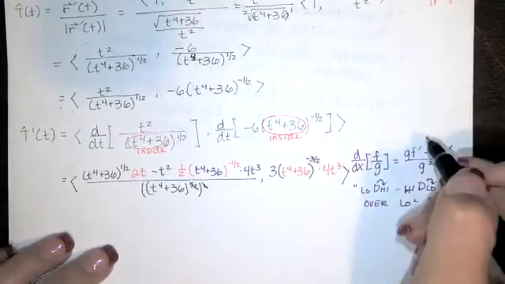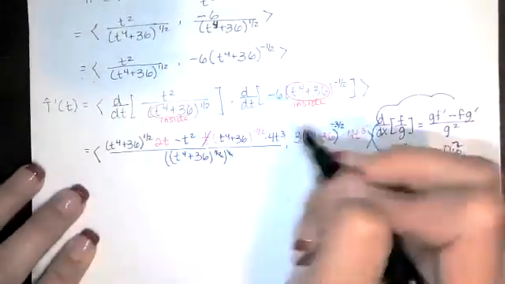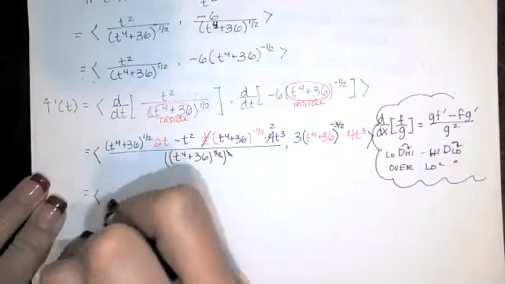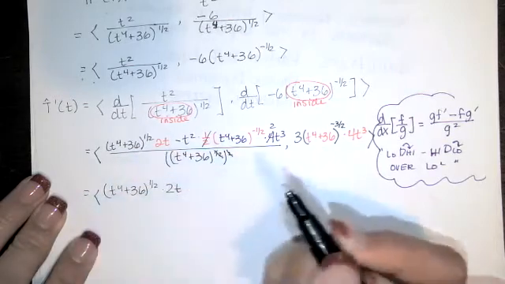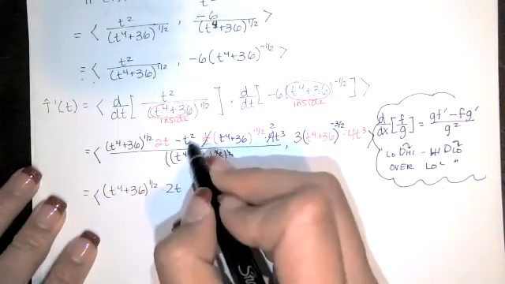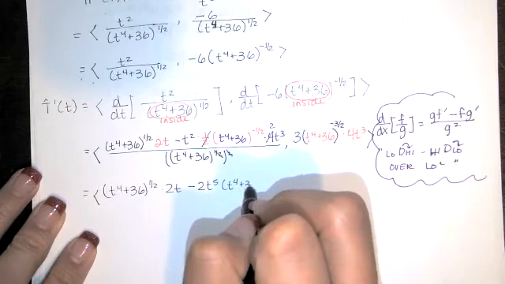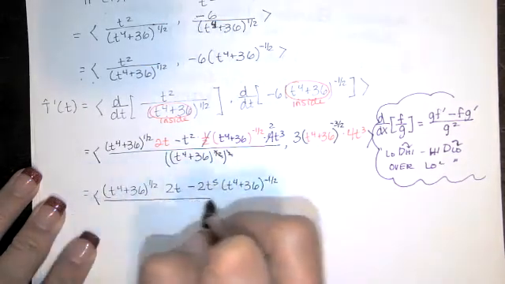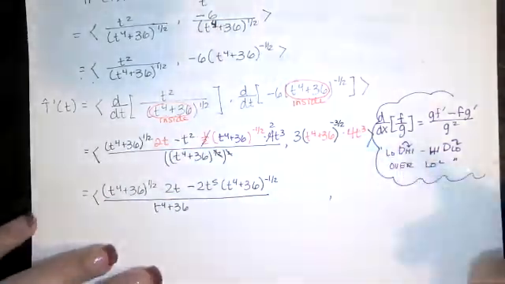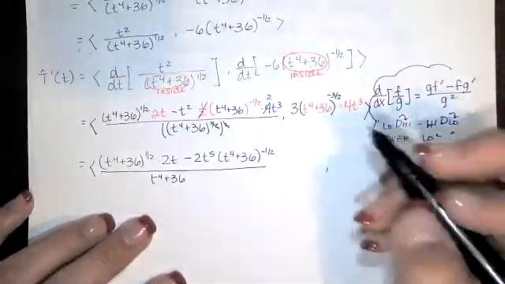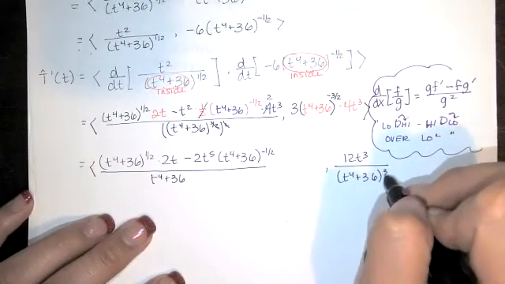All right. And we keep going. 1/2 times 4 is 2. So we've got t to the 4th plus 36 to the 1/2 here, times 2t. 2t cubed times negative t squared is going to be a negative t to the 5th. And then we've got t to the 4th plus 36 to the negative 1/2 power, all divided by t to the 4th plus 36. And over here, we've got 3 times 4t cubed, which is 12t cubed, all divided by t to the 4th plus 36 to the 3/2 power.